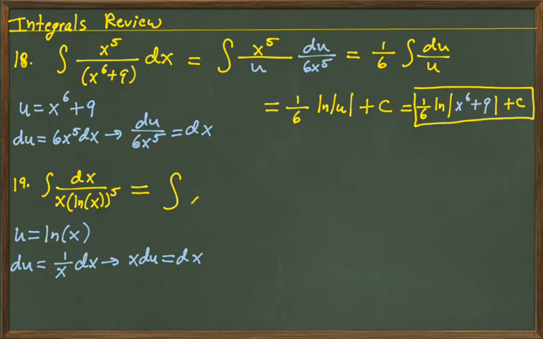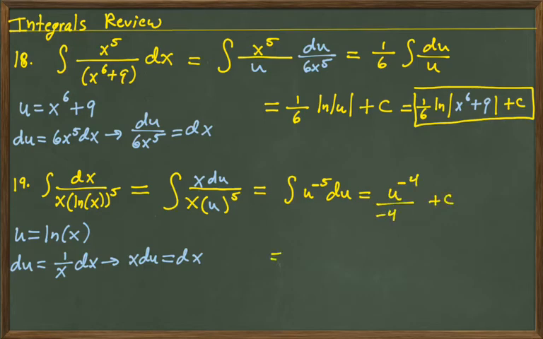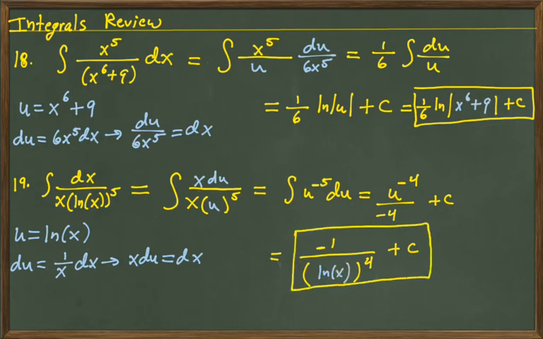Okay, so then we'll go ahead and do the substitutions. The x is still there in the denominator, and then we have u to the 5th in the denominator, and the dx is x du. So there's the dx, x du, all over x, and then u to the 5th. Notice the x is absorbed, so we have everything in terms of u. So this is going to be the integral of u to the negative 5 du. Add 1 to the exponent, divide by the exponent, plus c. It's going to be negative 1 over 4u to the 4th, which is negative 1 over 4 times the natural log of x raised to the 4th power. Don't forget your constant of integration.